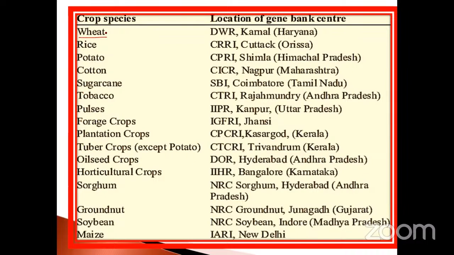First of all, noted on wheat, where there is a gene bank: the center present in DWR, Karnal, Haryana. Rice, already we know about the Central Rice Research Institute, Cuttack, Orissa, very, very important because it's rice.